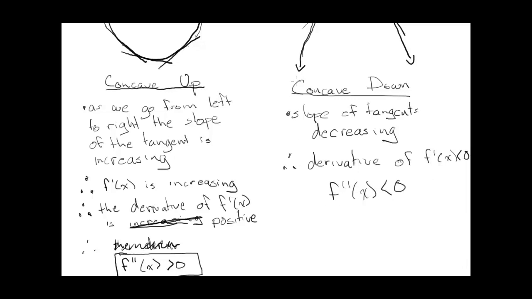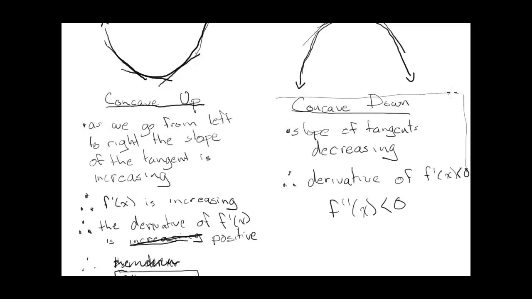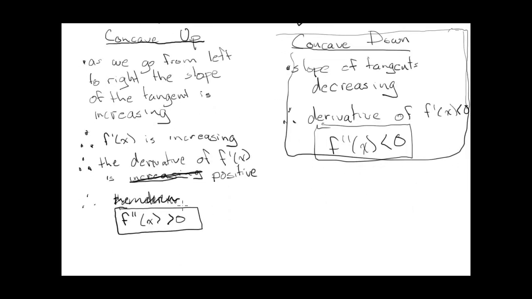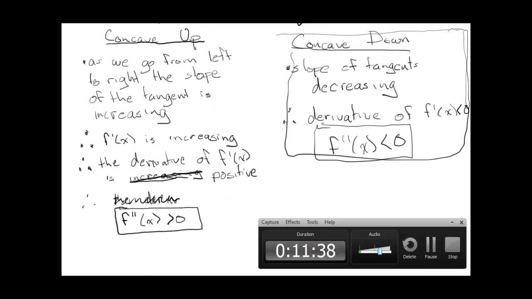So this is going to be our test. When the function is concave down, f double prime, or the second derivative, will be negative. And it will be concave up if the second derivative is positive.